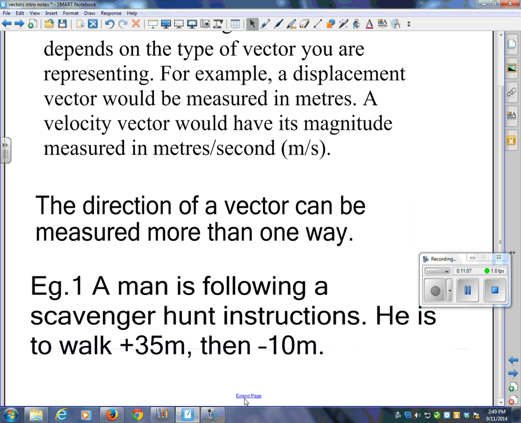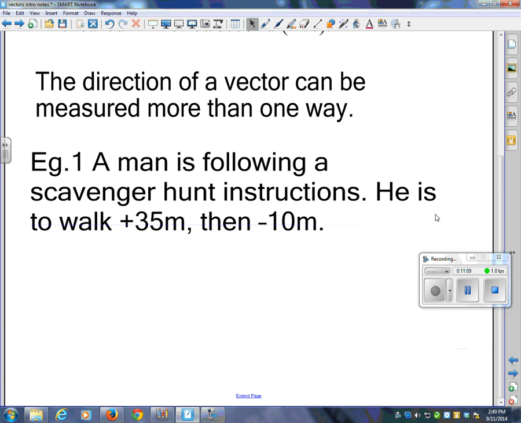Okay, here's your first vector question. A man is following a scavenger hunt. It is the worst scavenger hunt in the history of scavenger hunts. He is to walk plus 35 meters and then minus 10 meters, and then he gets his prize. What is going on here? What does plus 35 meters mean? It means 35 meters from wherever he is right now, which we will probably label 0.